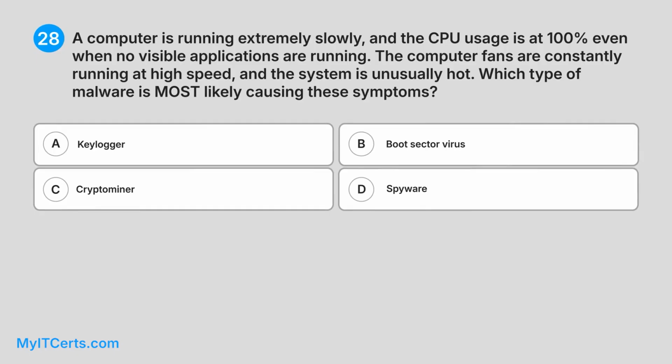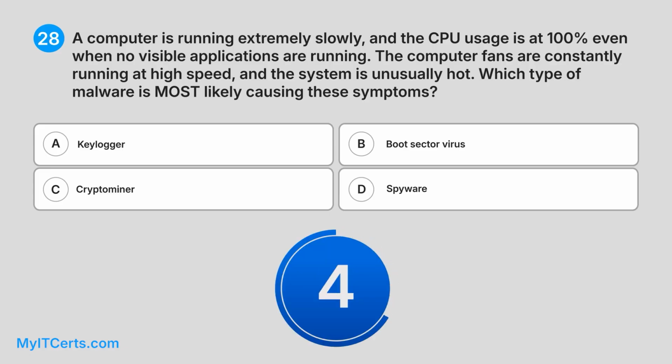28. A computer is running extremely slowly, and the CPU usage is at 100%, even when no visible applications are running. The computer fans are constantly running at high speed, and the system is unusually hot. Which type of malware is most likely causing these symptoms? A. Keylogger. B. Boot sector virus. C. Cryptominer. D. Spyware. What do you think is the answer?